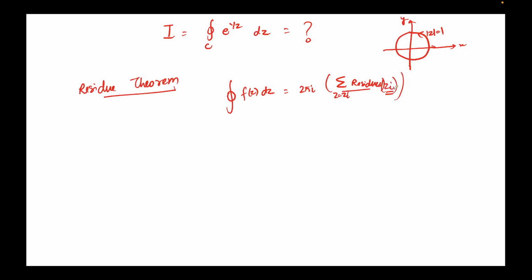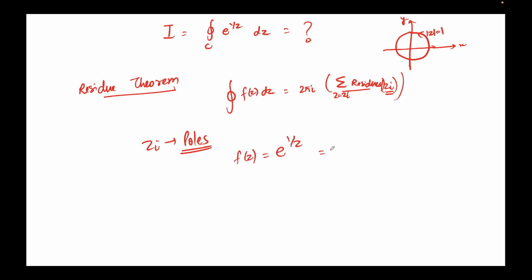How do we determine which are the zi's? The zi's are usually what are referred to as the poles. Note that e raised to the power 1 by z is usually a well-behaving function. Exponential functions are well-behaving, except only at z equal to 0. If you put z equal to 0, this will blow up, e raised to the infinity. This will no more be an analytic function. So what we need to do is find the residues at the poles. If we consider this to be f(z), I'll try to find out the poles for this.